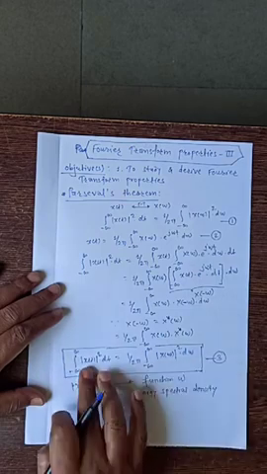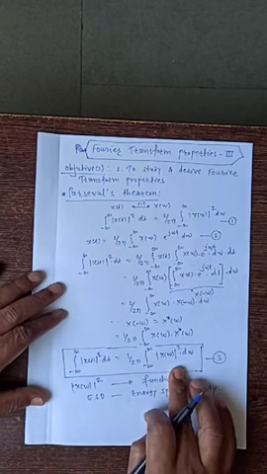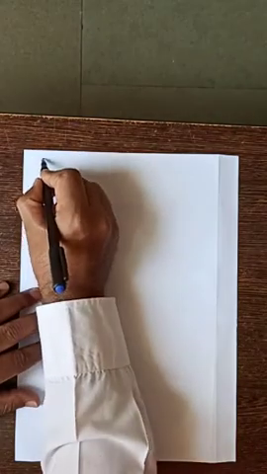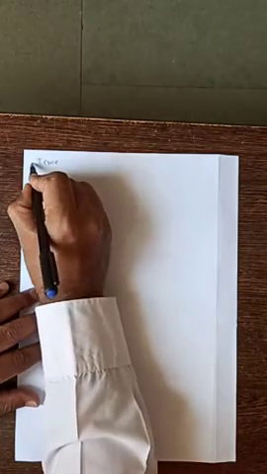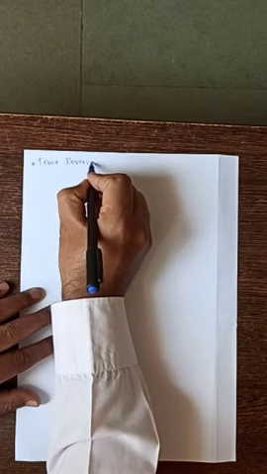So we can represent the energy in the time domain with this equation, and in the frequency domain we have just now derived it. The next important property that we are going to see is the time reversal property. So this is time reversal.